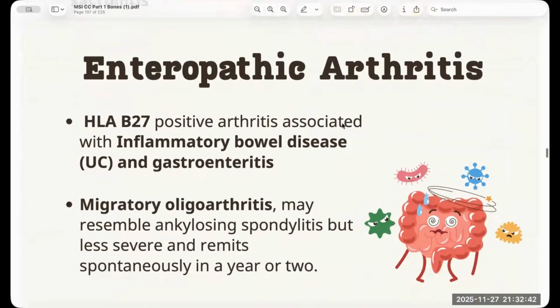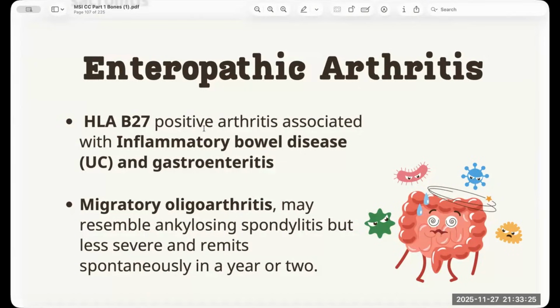Okay, the last type under the entity of spondyloarthropathy, seronegative spondyloarthropathies, is enteropathic arthritis. Enteropathic, from its name, entero means intestines, okay? Pathic, and how is it related? Basically, a patient who is HLA-B27 positive, and also has IBD, inflammatory bowel disease, ulcerative colitis or Crohn's, okay?